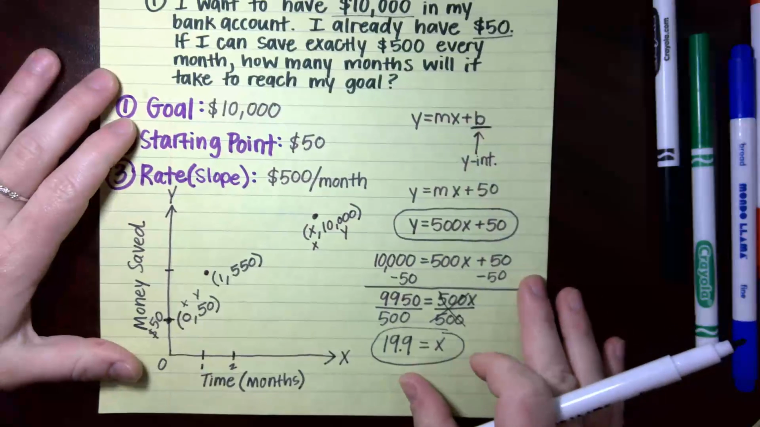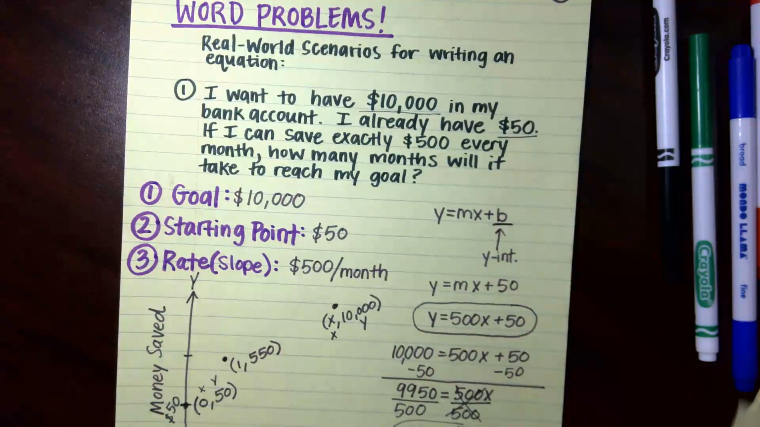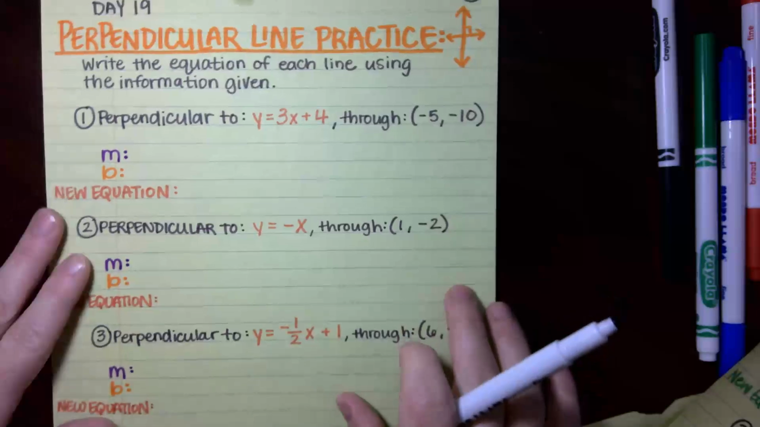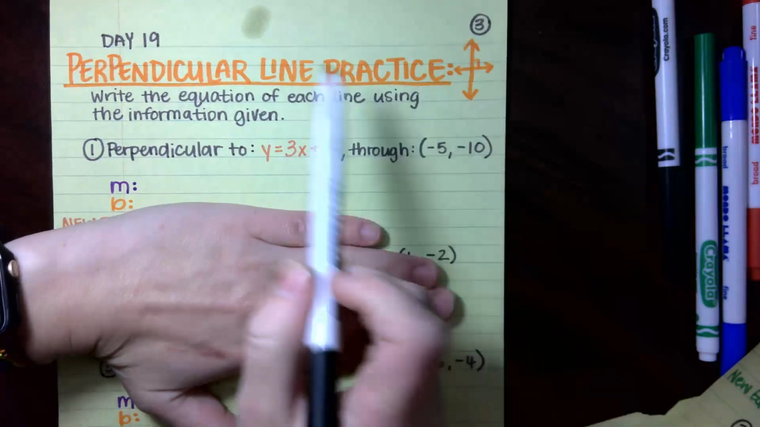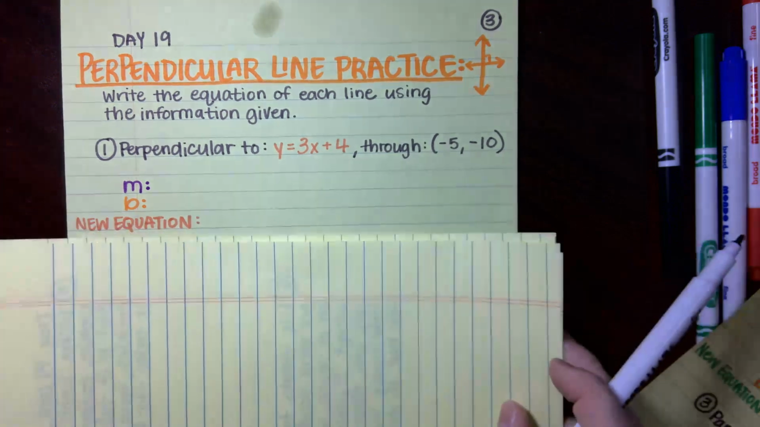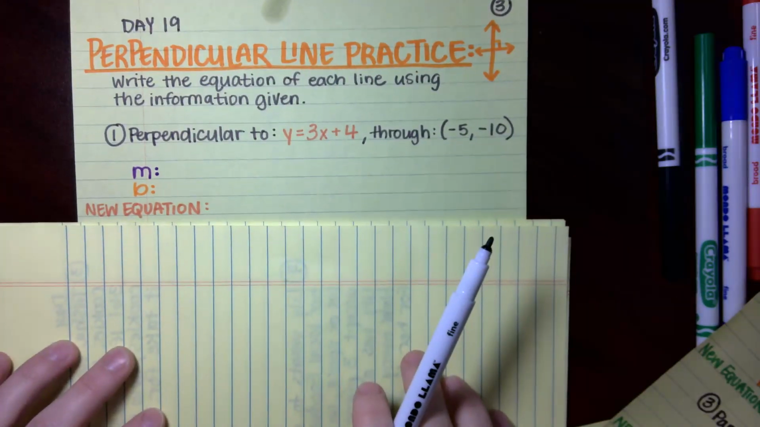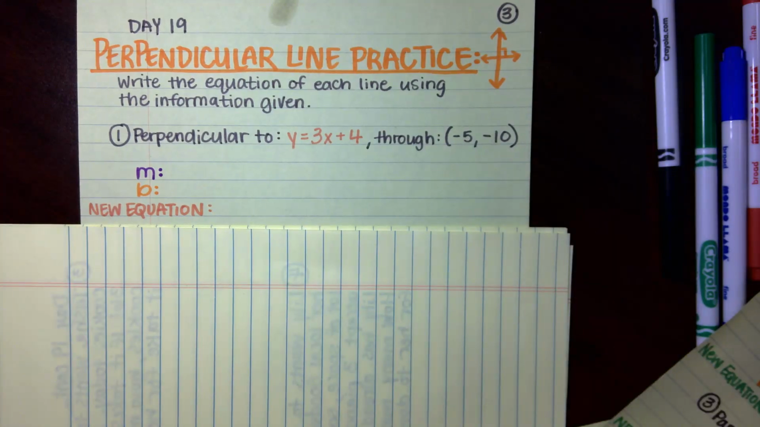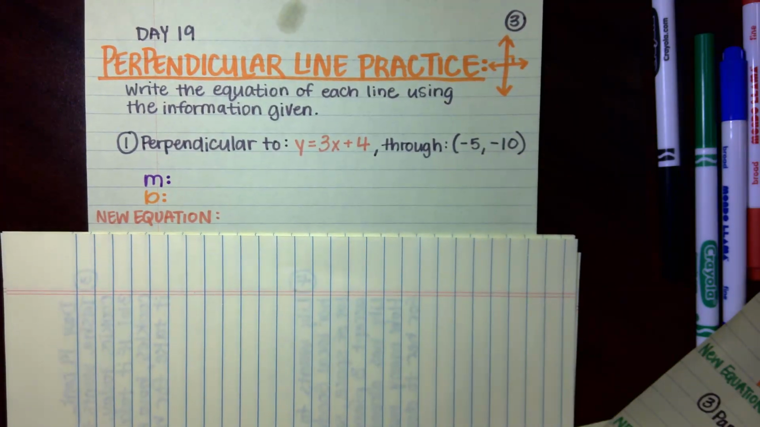So, for today, I would like your exit ticket to be just number 1 right here. I want you to practice this perpendicular line, okay? And on Monday, we're going to go over the practice quiz. If you can't be here Monday, I will have it posted on YouTube.